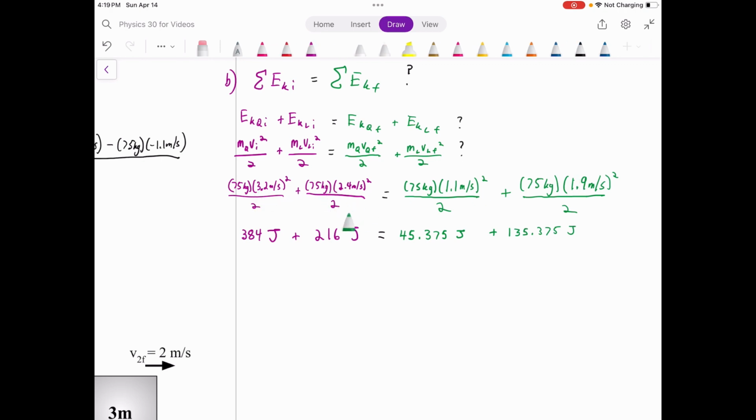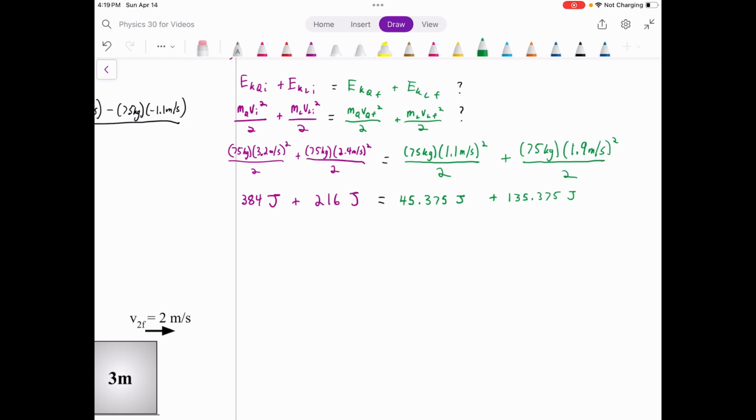Truth be told, we can kind of see that this is headed towards being inelastic, right? Because look, 3.2 squared, 2.4 squared, these are both bigger numbers squared. The mass is 75, so it seems like we had more kinetic energy before than after. Sure enough, after calculating those parts out, we can really see that this isn't looking like it's going to be elastic. Before, we had 600 joules of kinetic energy. Afterwards, it looks like we've got 180.75 joules of kinetic energy, right?